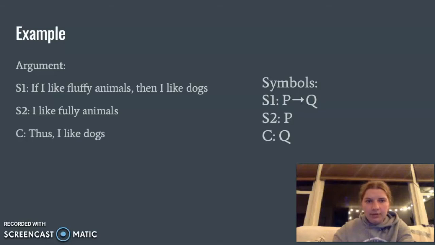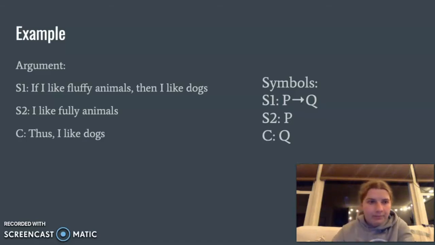In this example, I created an argument where S1, or premise 1, is: if I like fluffy animals, then I like dogs. For S2, premise 2, I said I like fluffy animals. And for the conclusion, I said, thus I like dogs. So we can say I like fluffy animals can be represented by P, and I like dogs can be represented by Q. We also see that S1 is an if-then statement.